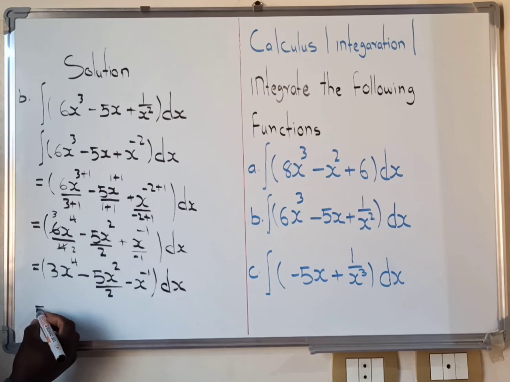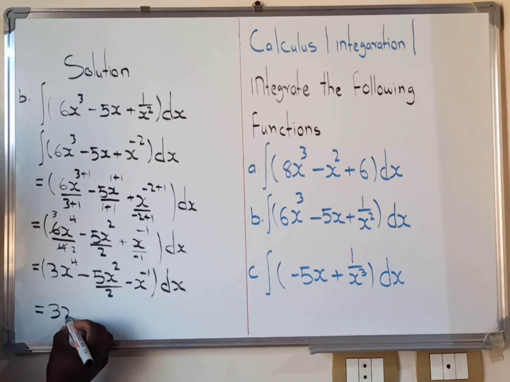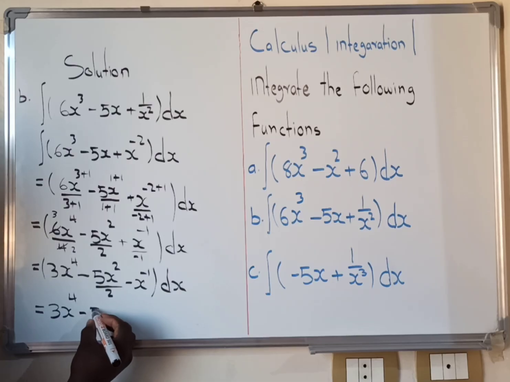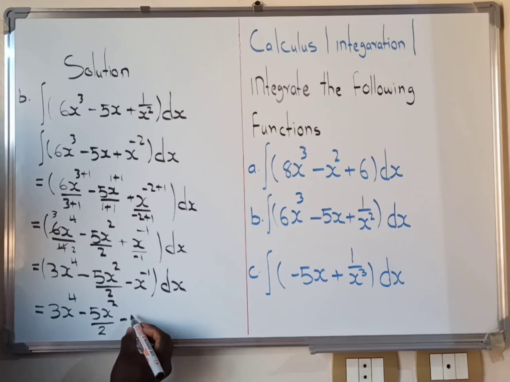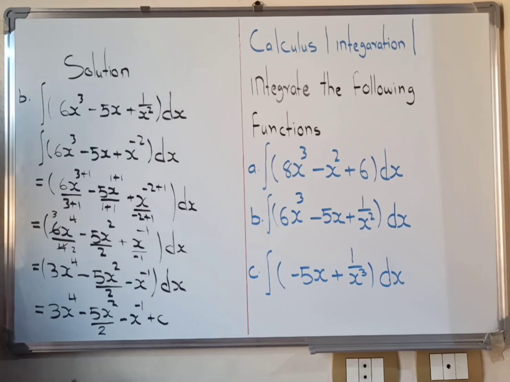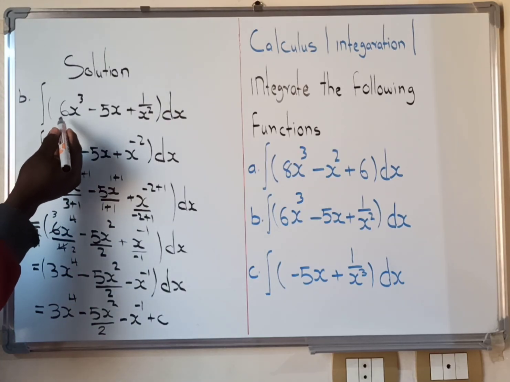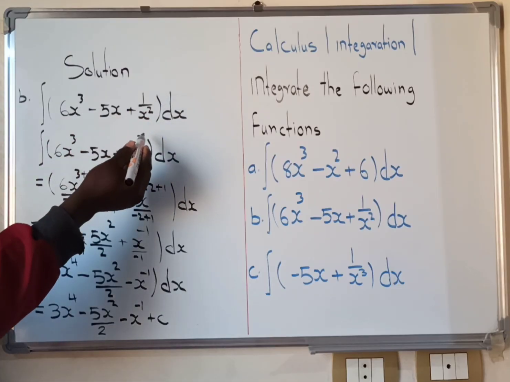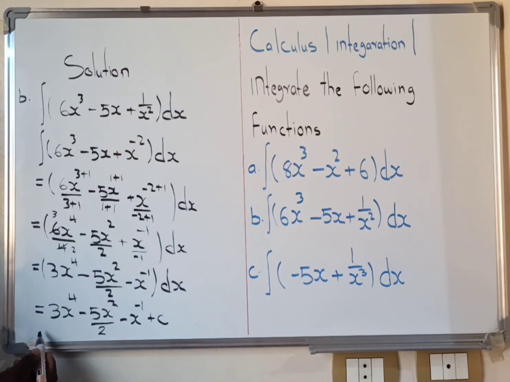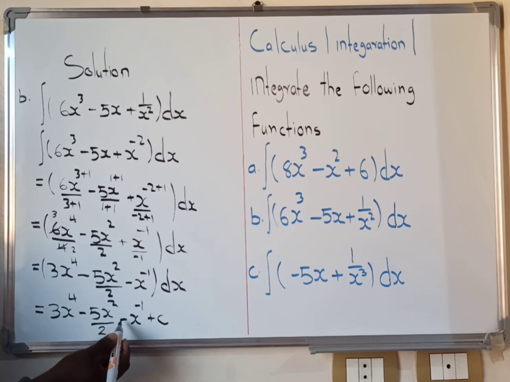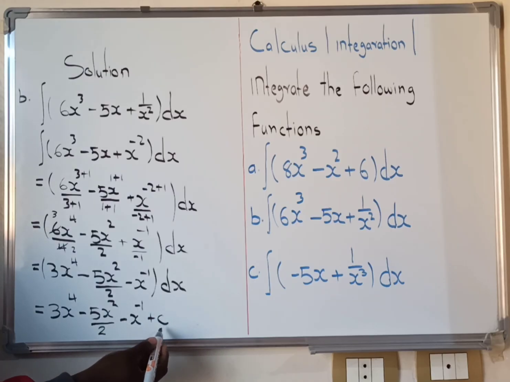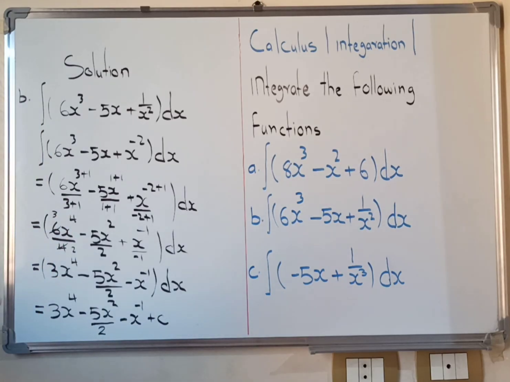Okay, so we have to say here equal. Therefore we have here 3x to the power 4 minus 5x squared over 2 minus x to the minus 1 plus c, and this is the answer we have. This is the final answer of the integral of 6x cubed minus 5x plus 1 over x squared, dx, equal to 3x to the power 4 minus 5x squared over 2 minus x to the negative 1 plus c. So this is the answer that we finally have.